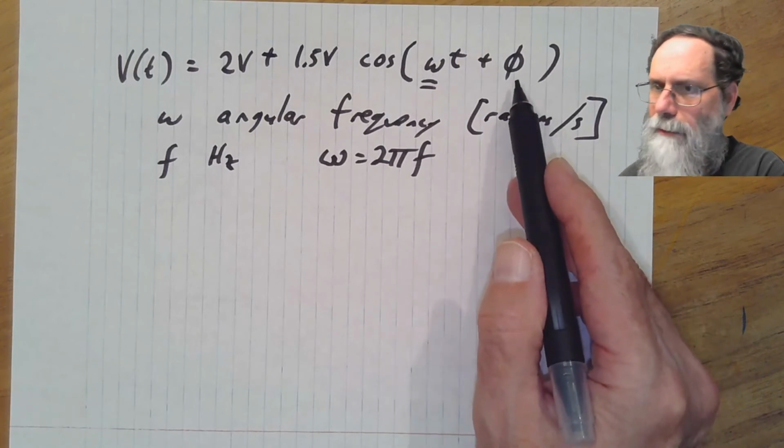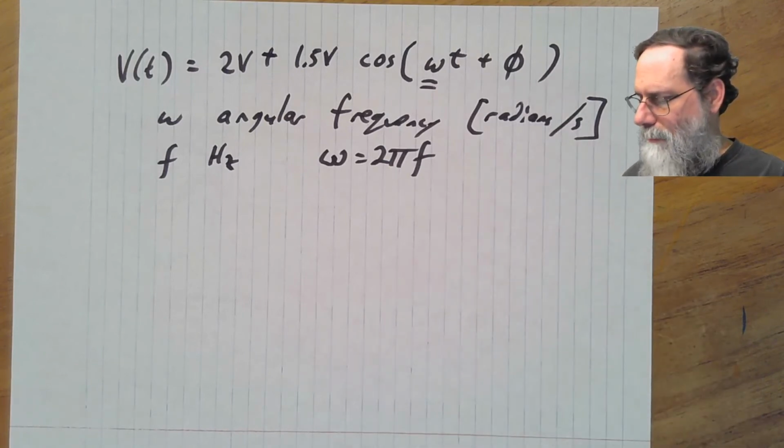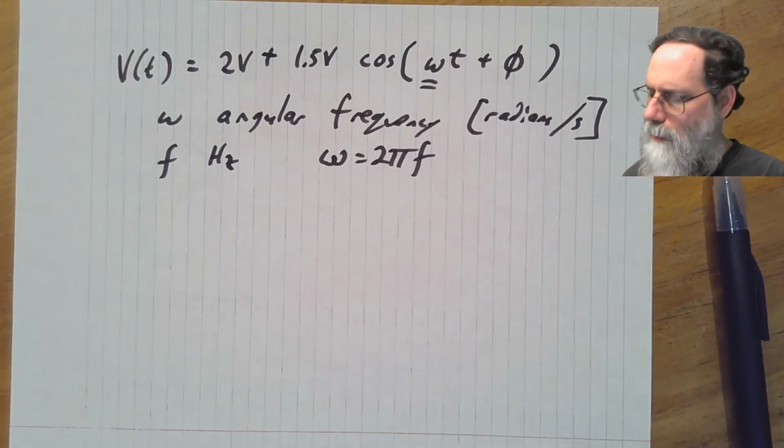There's one number here I haven't talked about yet. That phi that's sticking out the end there. What is that?